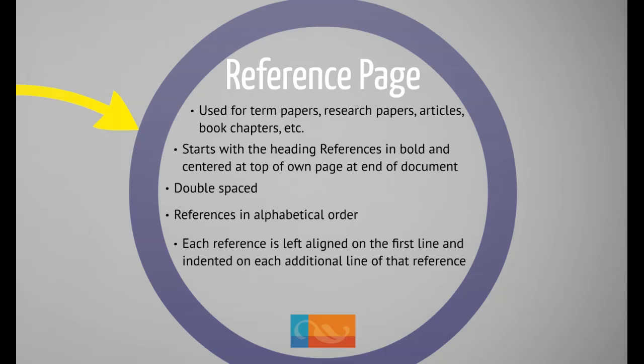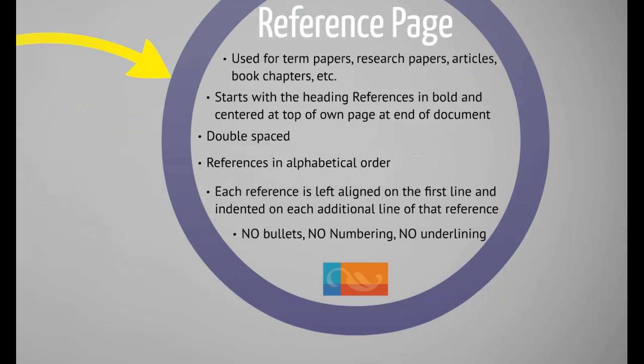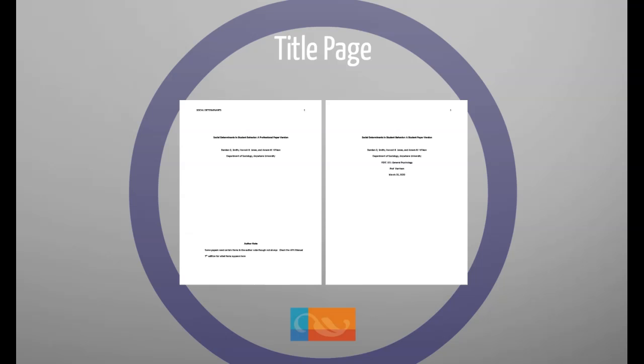This is called a hanging indent and is easily done in most word processing programs. The reference page has no bullets, no numbering, and no underlining. Under the current form of APA style, papers have other components as well. Most of them start with a title page. The title page gives the basic information of this resource. It tells us who wrote it, where they're coming from, and the title of it.